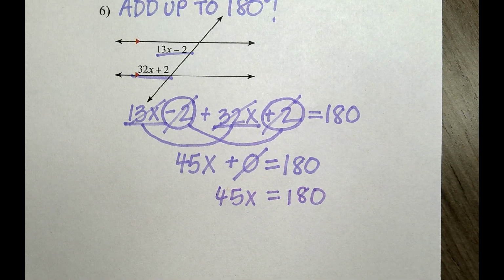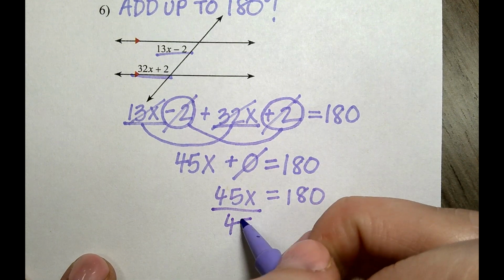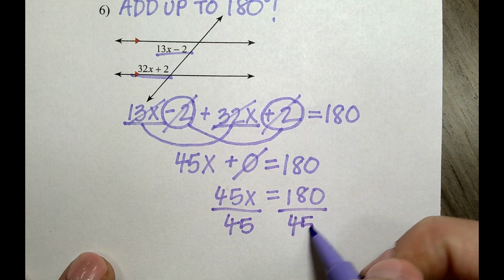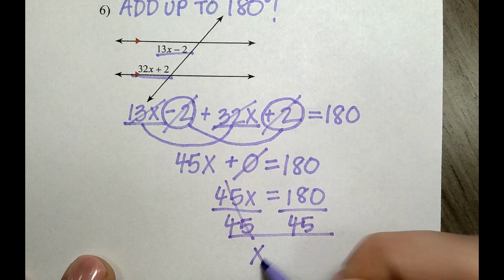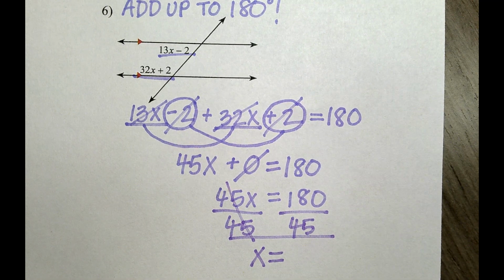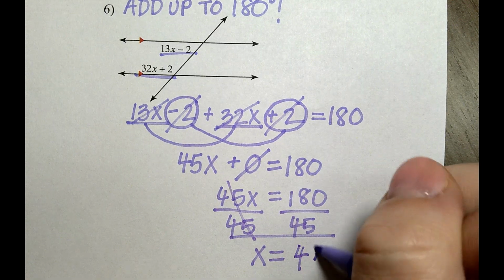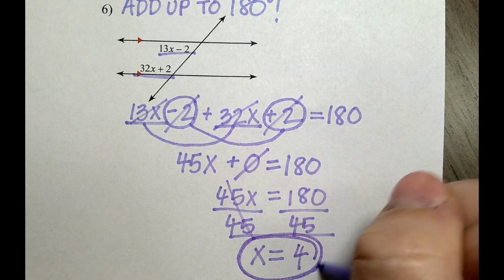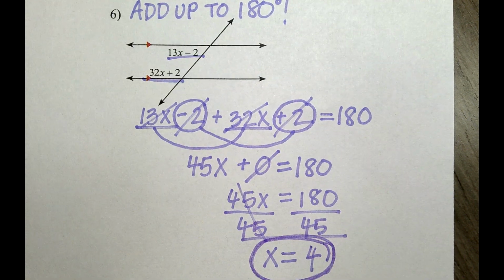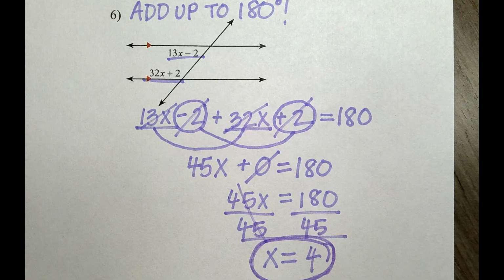Where would I go from here to solve for x? Yes, divide by 45. And I get x equals 4. Perfect. And then you're done. X equals 4. Very nice. Okay, guys, so we've run through 4 of those together. We did number 1, number 2, number 3, and number 6.